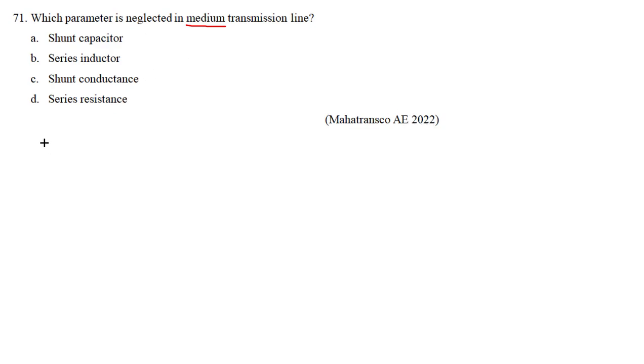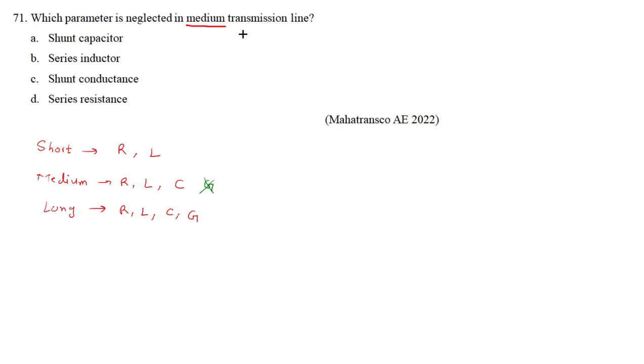We know that for short transmission line, we consider two parameters, that is series resistance and series inductance. For medium transmission line, we consider three parameters, that is series resistance, series inductance and shunt capacitance. Whereas for long transmission line, we consider all four parameters, that is series resistance and inductance and shunt capacitance and shunt conductance. Now in case of medium transmission line, we don't consider a shunt conductance. So this G we neglect here.